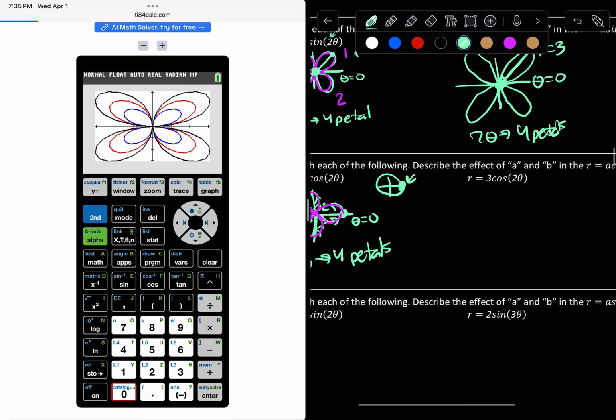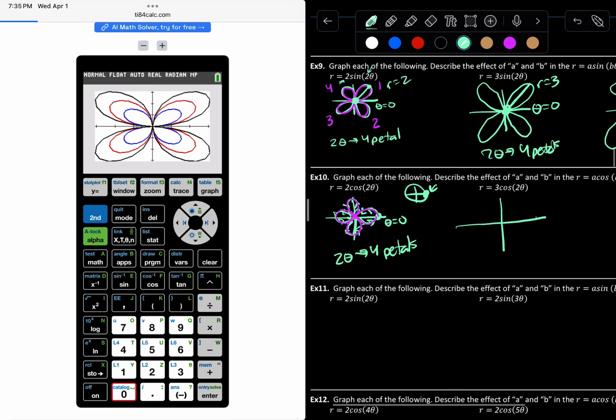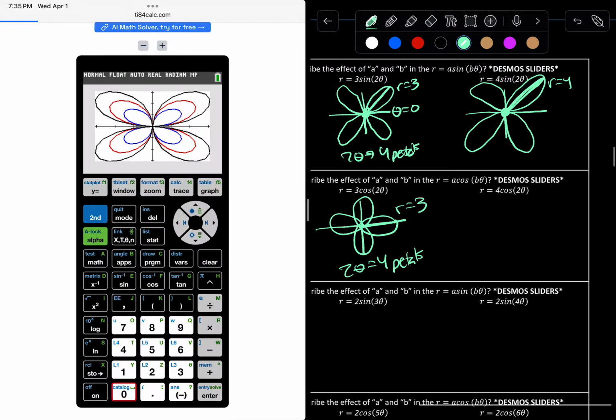And the same thing would happen with cosine. If you were to graph this, we would still start on the pole, but now it's going to be larger. So we come up, pass down, smoothly through the pole. So this one has a maximum radius of 3, and we have 4 petals because it's 2 theta. And if we were to switch over to 4 cosine 2 theta, we have a max radius of 4. And the petals do get larger as the radius gets larger.